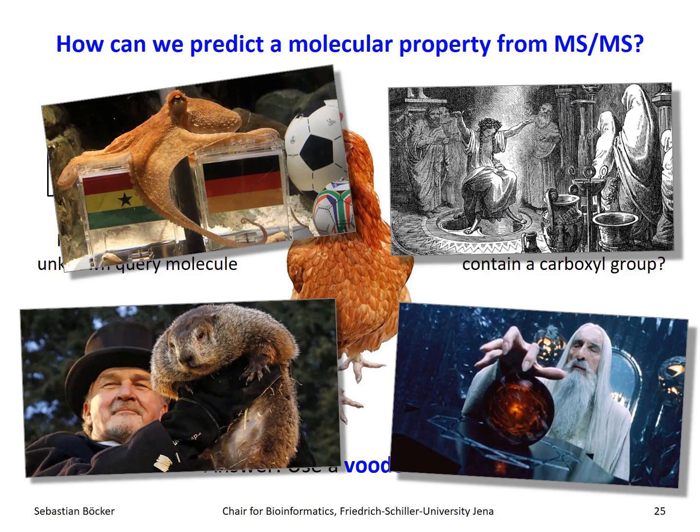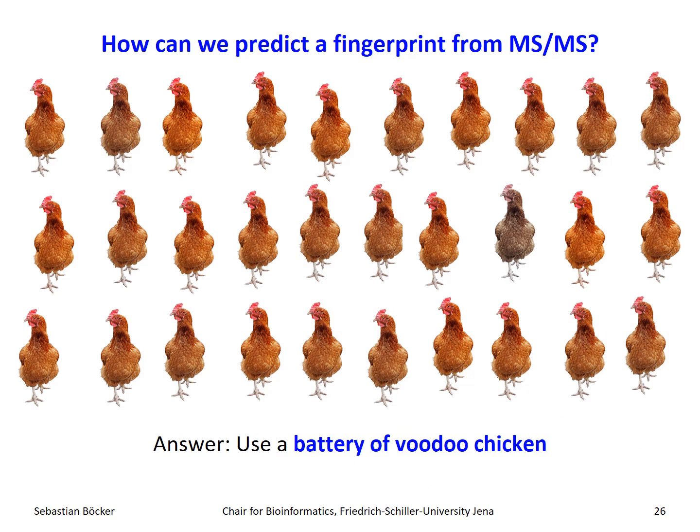The thing is, voodoo chickens are easy to store. And that allows us to predict a complete fingerprint. Remember, a fingerprint consists of many, many molecular properties. And for each of these molecular properties, we now use an individually trained voodoo chicken. So in full, we have a battery of voodoo chickens for that.